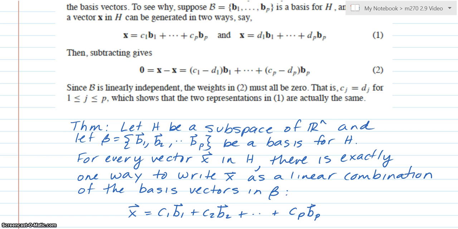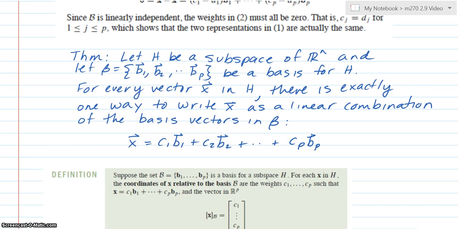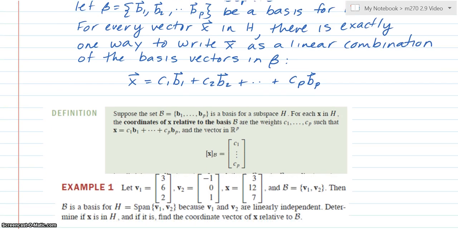So you can generalize or formalize this with the following theorem. Let H be a subspace of Rn and let beta, B1 all the way through BP, be a basis for H. For every vector X in H, there is exactly one way to write X as a linear combination of the basis vectors in beta. So if you had another way, they would be the same. Which brings us to the following definition.